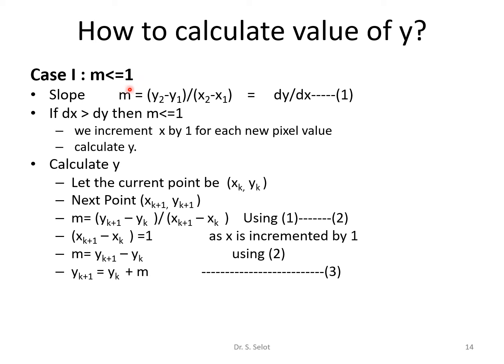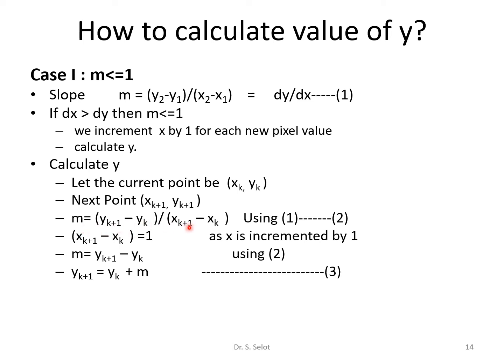When the value of m is less than 1, we know that dy by dx is less than 1. That means dx is greater and dy is less. So we increment x by 1 and perform calculation on y. Let us denote the current pixel by xk, yk and the next point by xk plus 1 and yk plus 1. Using the equation of a slope which is given in number 1, we replace the values y2, y1 by yk plus 1 and yk, and likewise for the x values.